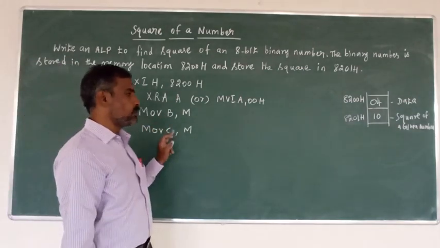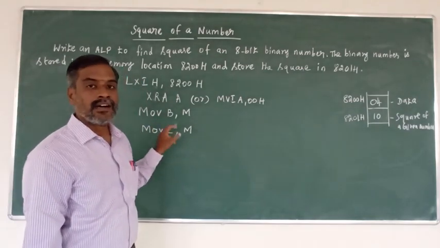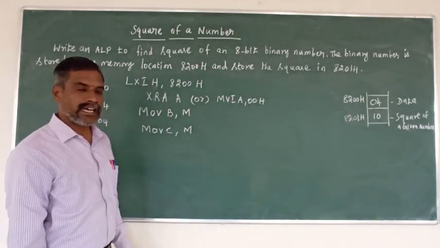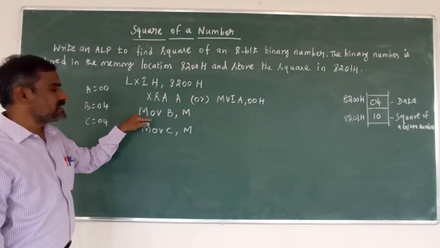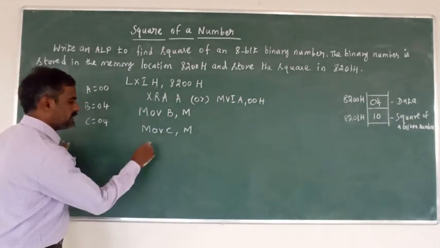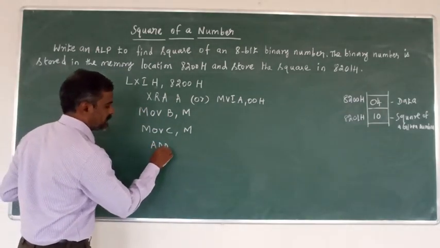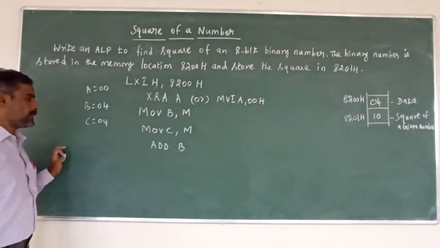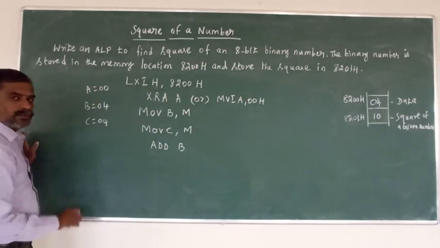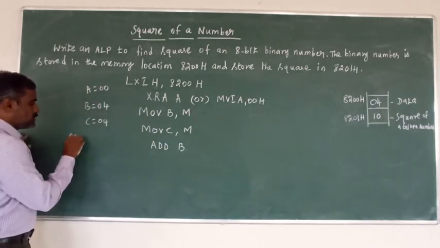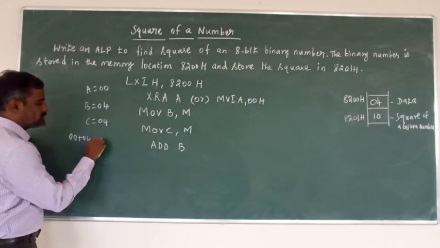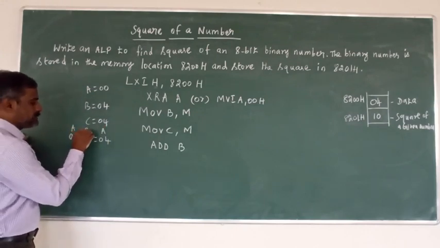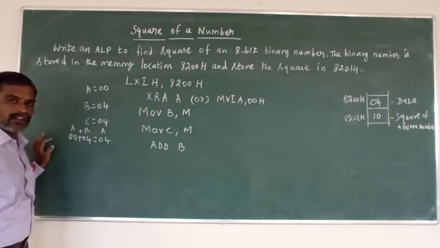Now we fix one register as the counter, the C register, and add the accumulator with the B register. ADD B. Now add these two: 00 plus 04 equals 04 in the accumulator. This is the A register and this is the B register, and the result 04 is in the accumulator.